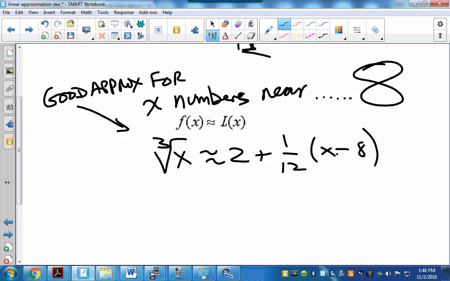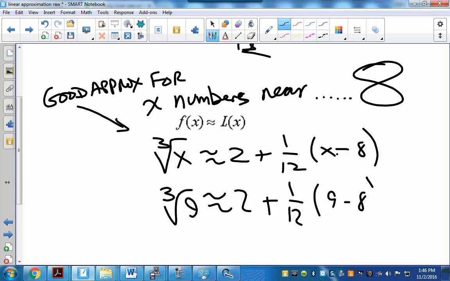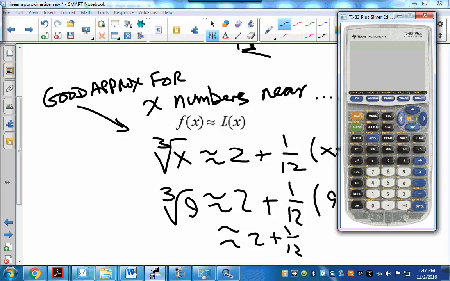Like 9 is what we're supposed to do. Cube root of 9 is about 2 plus 1/12 times 9 minus 8. Right? So it's about 2 plus 1/12. And again, if you want to, what does 2 plus 1/12 look like? You could do that pretty easily. 2 plus 1 divided by 12 is that decimal. Here's what my calculator said.